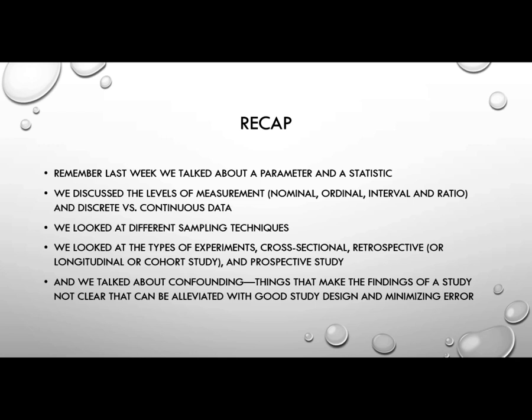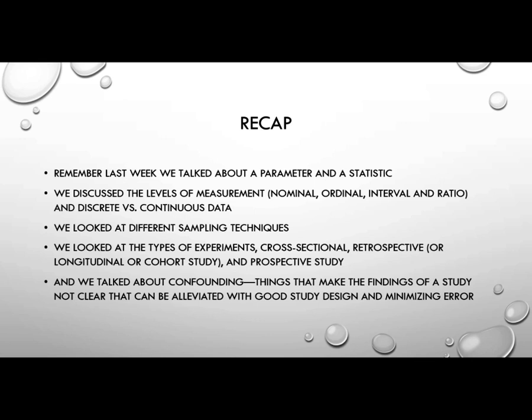You can't have half of a live birth, so these are whole numbers, and continuous data are numbers that can be divided. So height, for example, or weight, 5 foot 3 inches. We looked at the different sampling techniques, simple random sample to cluster sampling to stratified random sampling. We talked about convenient sampling.